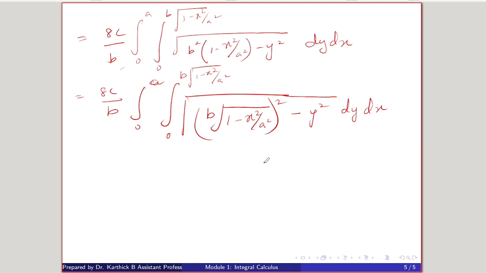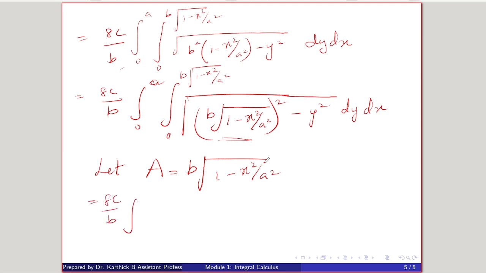So now we can observe that the upper limit of y is same as this term. So I may consider this term as capital A for simplification, and on the next step it will become 0 to a, then 0 to capital A, then square root of capital A square minus y square dy dx.